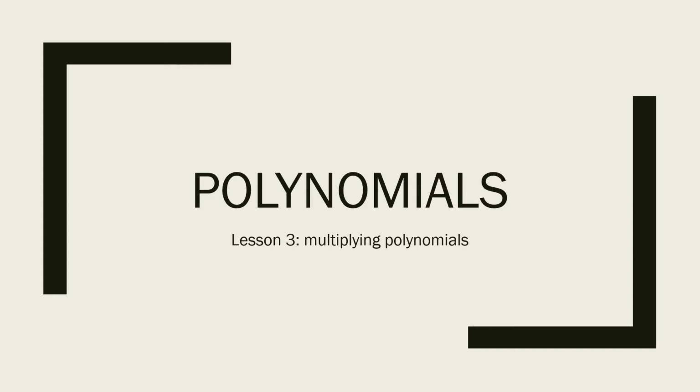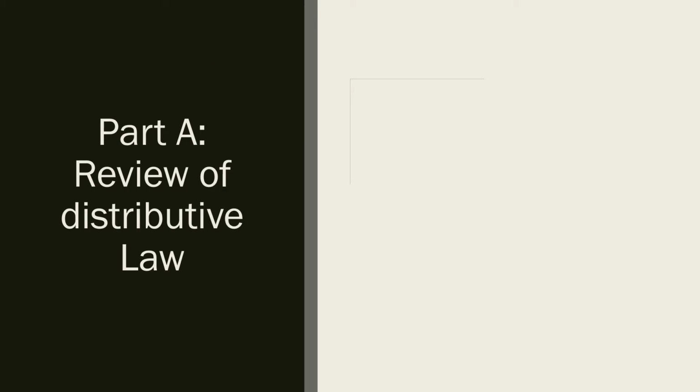Polynomials Lesson 3, Multiplying Polynomials. Part A, Review of Distributive Law. The first example we will be using is the question 2x times 2x minus 1. First, we'll start with algetiles.